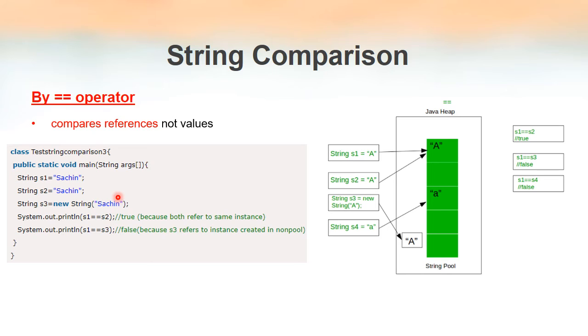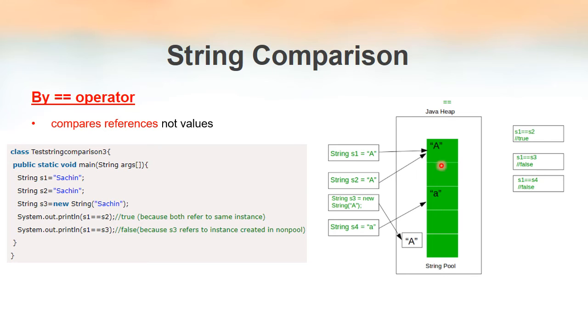This diagram clearly explains the same concept. As we can see, S1 and S2 both have the same value, so they are pointing to the same reference, the same value inside the string constant pool. S3 also has the same content, but it is created inside the heap memory. S4 has a small letter a, so the content is entirely different, and it gets created as a new string object here. When we compare S1 and S2 by using the equal to operator, we get true. But when we compare S1 and S3, even though the content is the same, they are referring to two different locations. So the answer will be false.